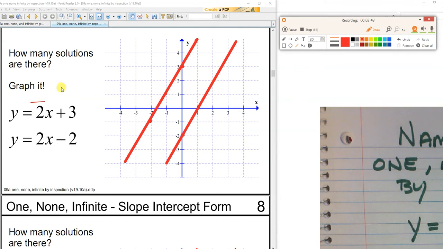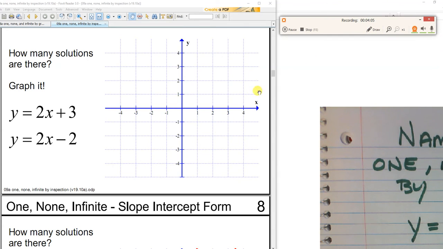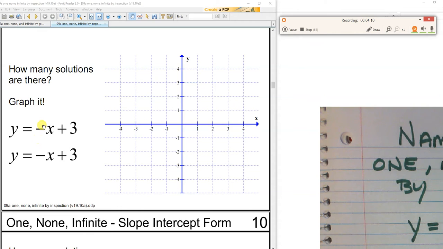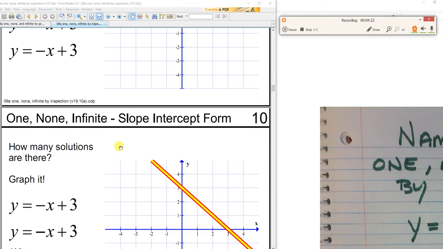Just by looking at this, I can see that they have the same slope, but they have different intercepts, which tells me there's no solution. If I come down to this one, I can look at them and I see, hey, they're the exact same line, which means there'll be infinite solutions. It's the exact same line, infinite solutions. Same slope, same intercept. Infinite solutions.